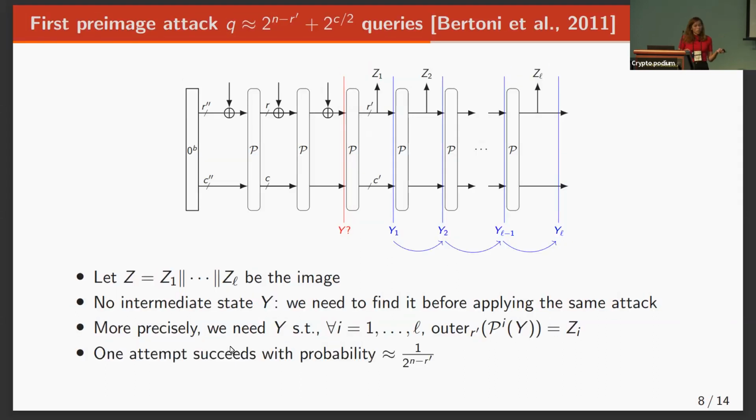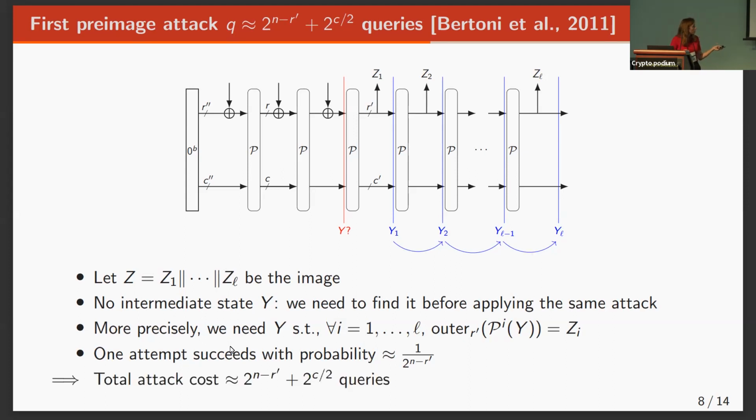To do that, the best strategy is to start from a state during the first squeezing phase, Y1, with outer part Z1, and then cross our fingers so that the L-1 consecutive permutation evaluations give us states with desired outer parts. So we require on average 2 to the N-R prime queries before finding such a state. And once again, once this state is found, we just apply the second preimage attack, so that the total attack cost is the sum of the two terms.